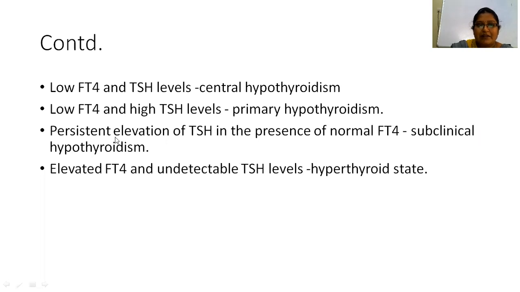Then if there is persistent elevation of TSH in the presence of normal free T4, it suggests subclinical hypothyroidism. Williams syndrome is most commonly associated with subclinical hypothyroidism. Then elevated free T4 and undetectable TSH levels suggest a hyperthyroid state.